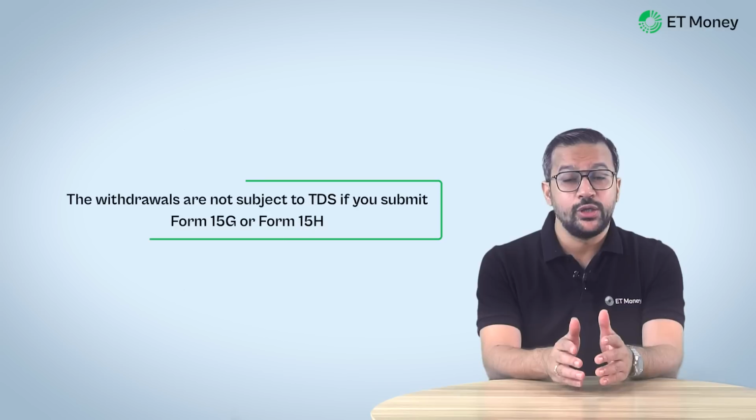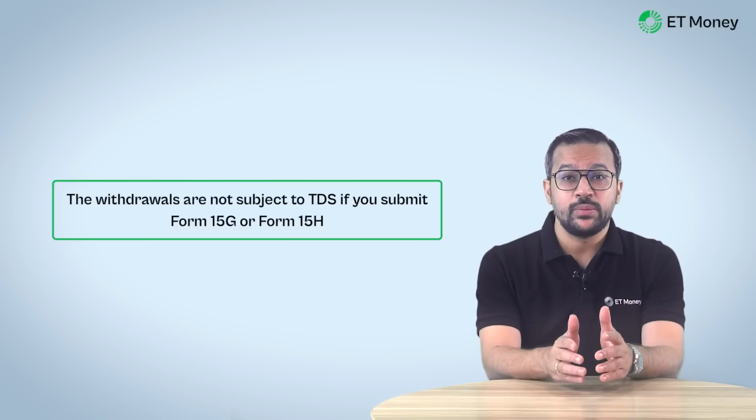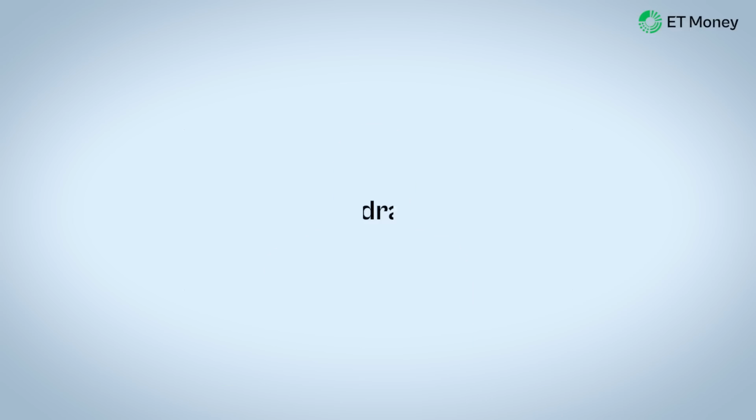The withdrawals are not subject to TDS if you submit Form 15G or Form 15H. In these forms, you make the self-declaration that your total income is below the taxable threshold, so no tax should be deducted. Let's now see how you can file the EPF withdrawal claim.